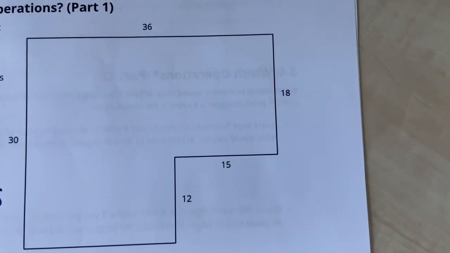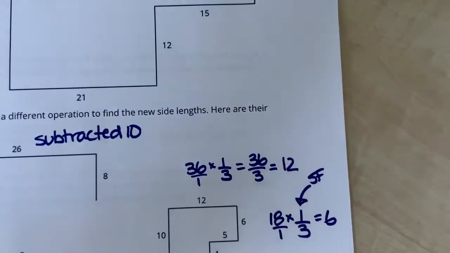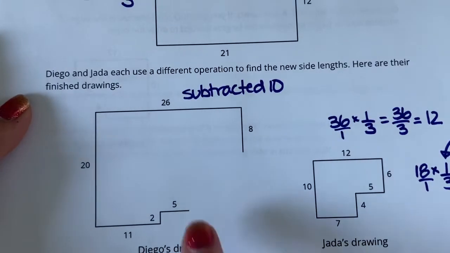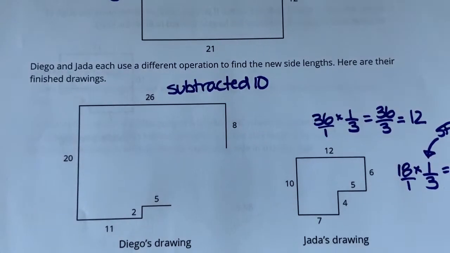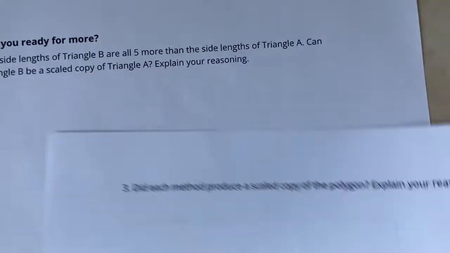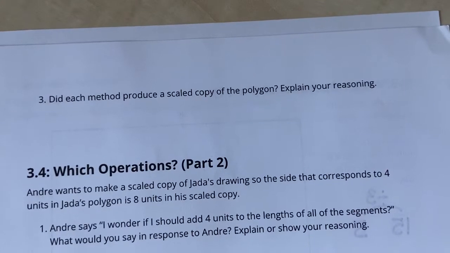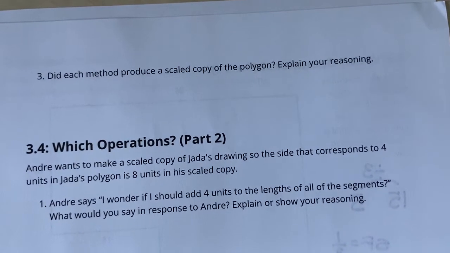And if we looked at both of them, I know I can't get them both in the picture right away, but hers looks identical. His sides aren't even proportional because, number one, they don't meet up here. So his didn't work. All right, this question was, did each method produce a scale copy? Nope, we said Diego's did not, but Jada's did.